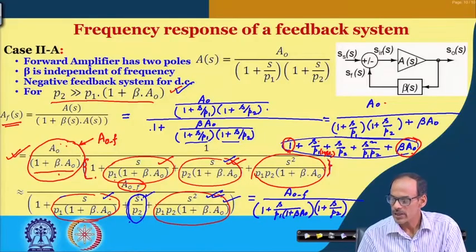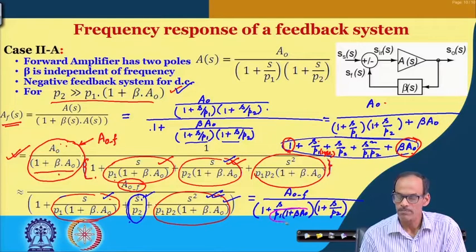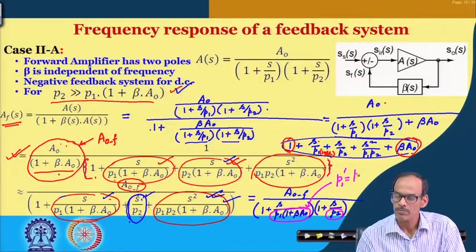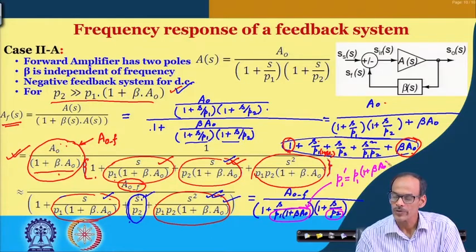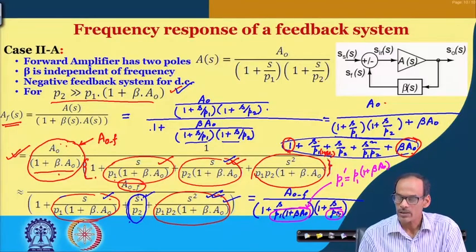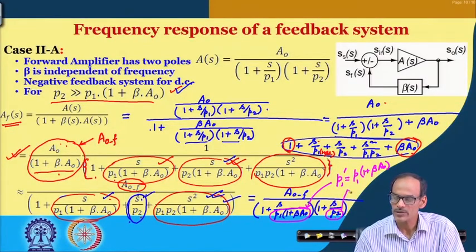So, now we can say that this is the updated pole and this is also an updated pole, and interestingly this we call P 1 dash, which is P 1 multiplied by 1 plus beta into A naught, which is similar to the single pole situation. And then P 2, you may say that now this is the second pole of the AF, which is again approximately equal to P 2.